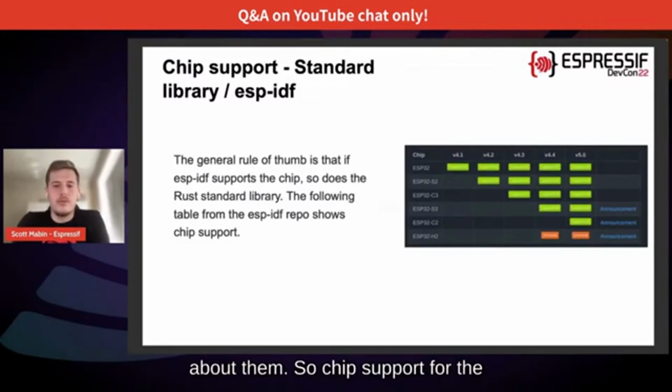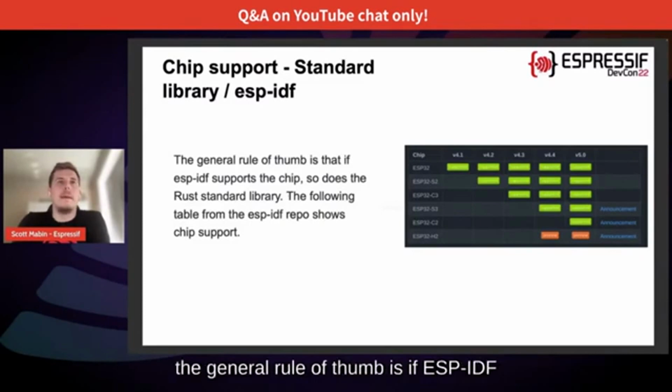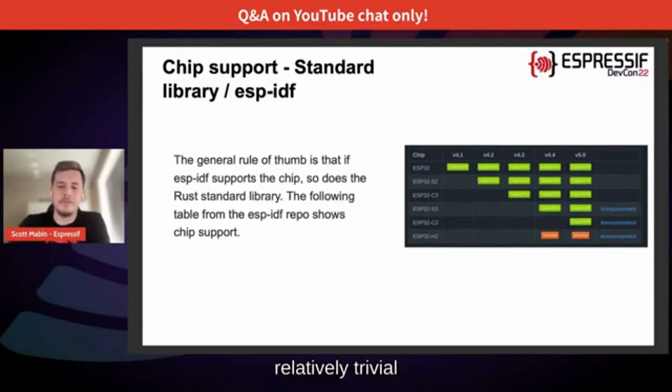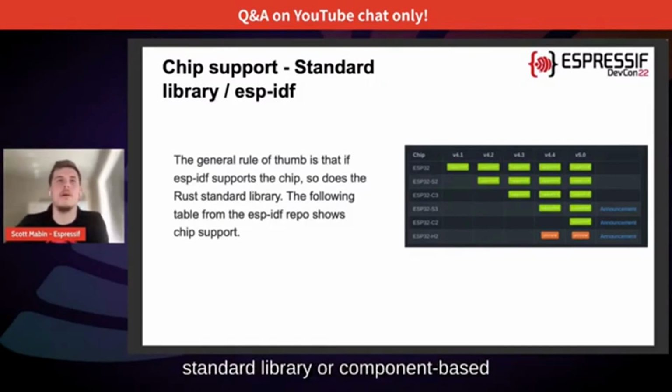So chip support for the standard library or ESP-IDF approach. The general rule of thumb is if ESP-IDF supports it, then so does this approach. There's a little bit of work to do, perhaps adding a new target in the Rust compiler, or perhaps some CFG work to feature gate certain peripherals for this chip, but most of that is relatively trivial. So support comes very quickly to standard library or component-based projects.